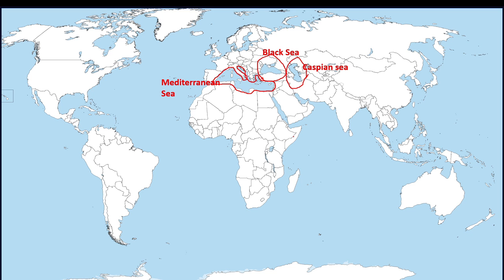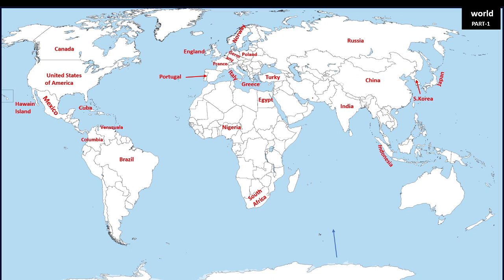Between Saudi Arabia and Africa, you will find the Red Sea, and between Finland, above Poland and Germany, you will find the Baltic Sea. Between England and Norway, you will find the North Sea, and south of North America and north of South America, in between, we will find the Caribbean Sea. Now we discuss these countries one by one.